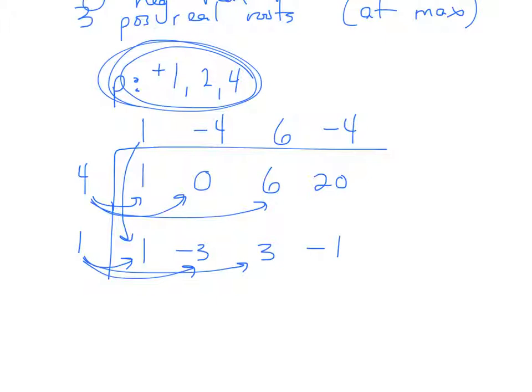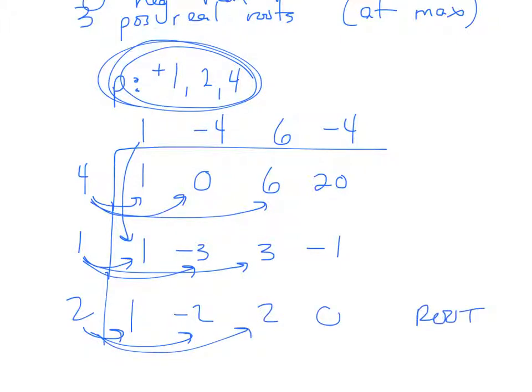Second thing to write down, so you're running 2 through the table. When you do that, you're going to have 1, 2 times 1 is 2, minus 4 is negative 2. Negative 2 times 2 is negative 4, and 6 is going to give me 2. 2 times 2 is 4, and negative 4 is 0. Okay, so we write down that this is a root clearly.